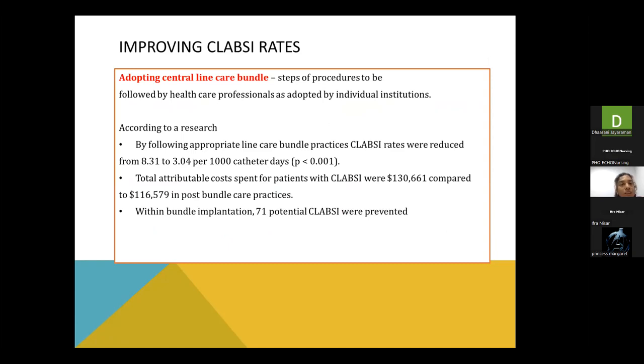Central line care bundle. What is a care bundle? It is a set of procedure steps which has to be followed by healthcare professionals. According to research, by following care bundle practices, CLABSI rates were reduced from 8 to 3 per 1,000 catheter days, which is statistically significant. They also attributed a considerable reduction in cost. This is in US dollars: $1,30,000 reduced to about $1,16,000. Within the bundle implementation, 71 potential CLABSIs were prevented. So this is the reason why we speak today about CLABSI.